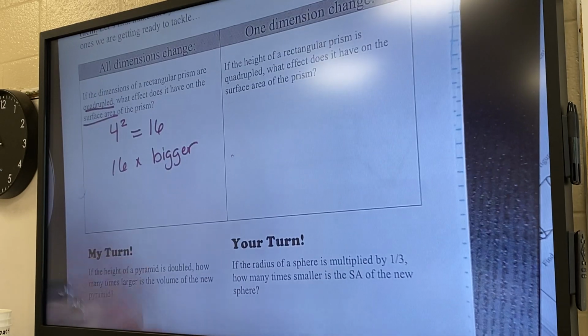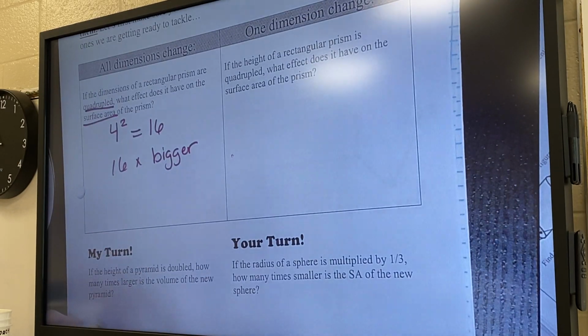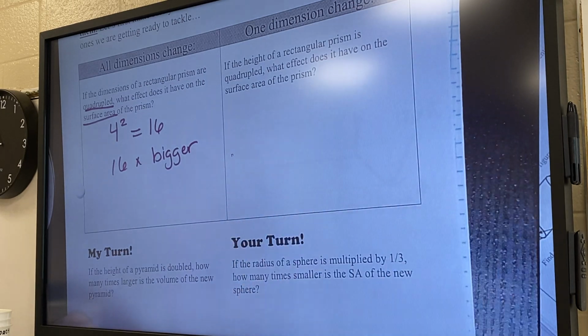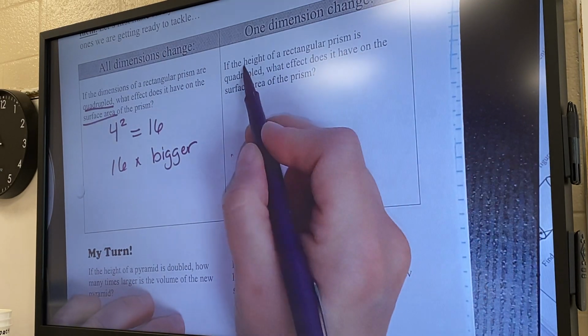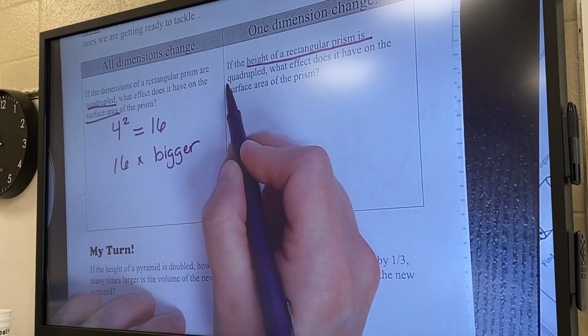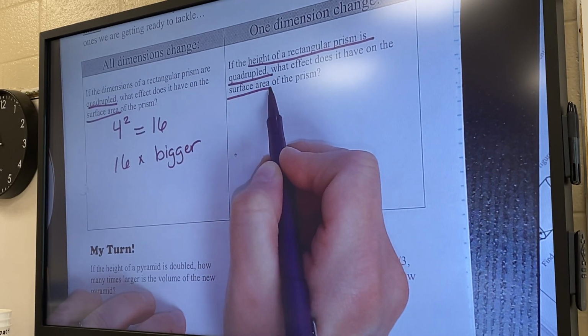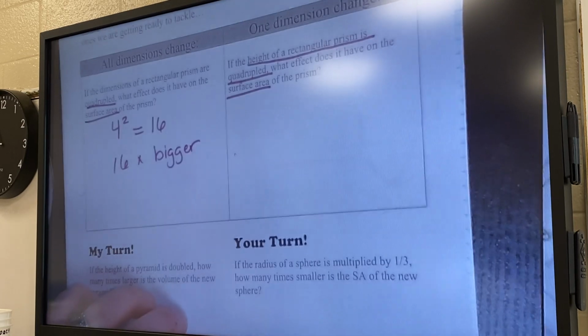But here we're only changing one thing. So what you're going to do is write the formula, plug in ones for everything, and see what you get. Then the second time, you change whatever it's talking about, and see what you get, and say how many times bigger or smaller. So let's look at this one. It's saying the height of a rectangular prism is quadrupled, and they want to know about the surface area. They're only changing the height.